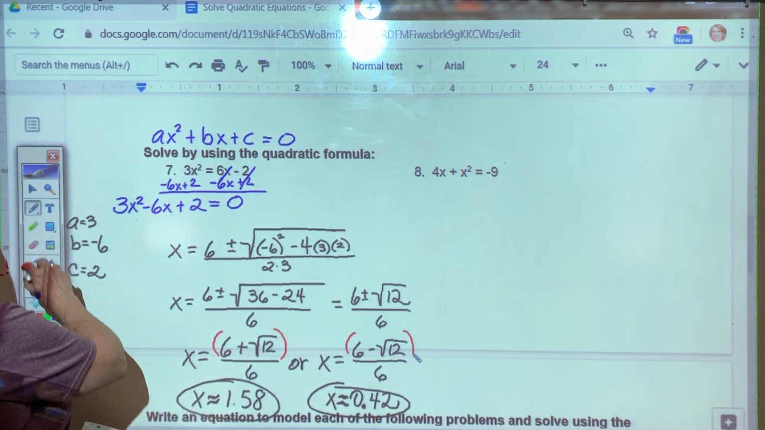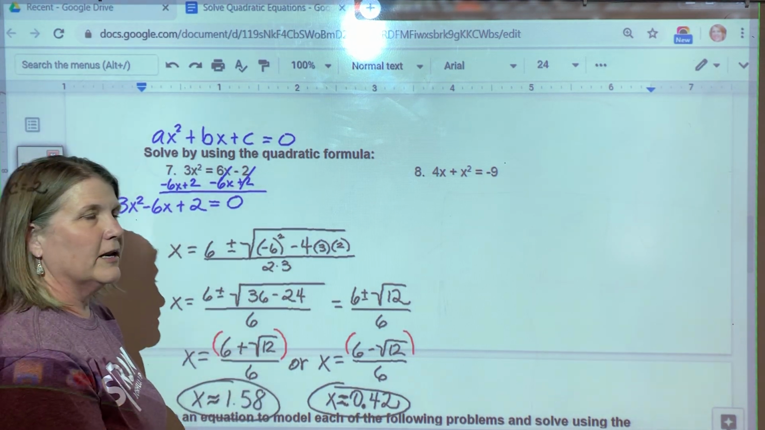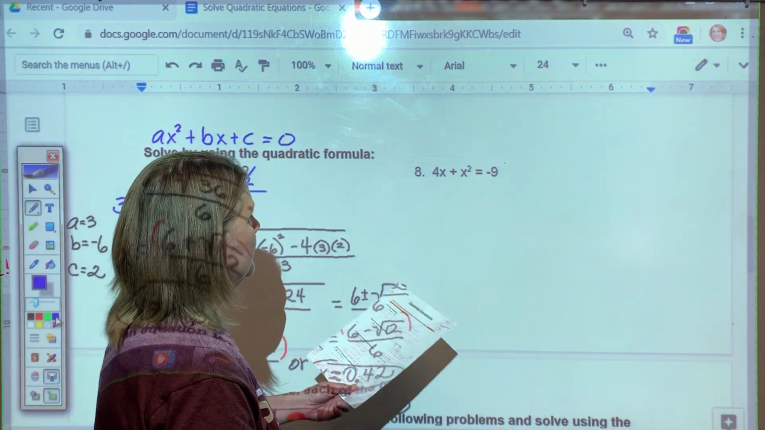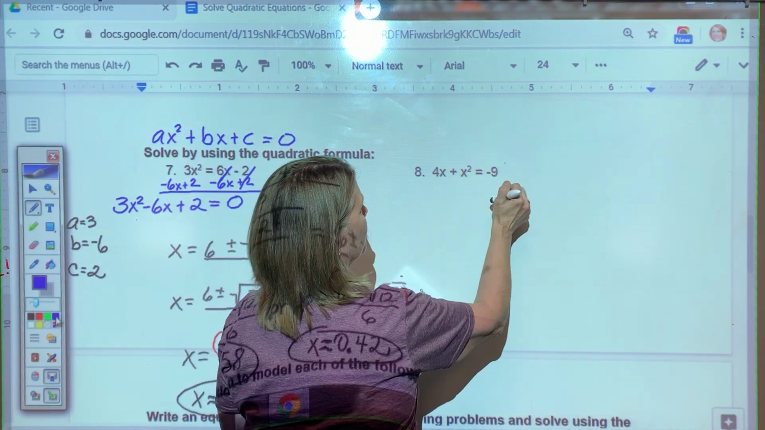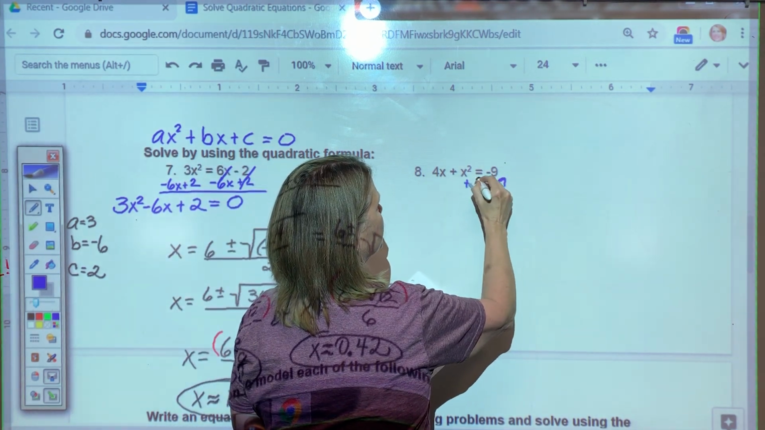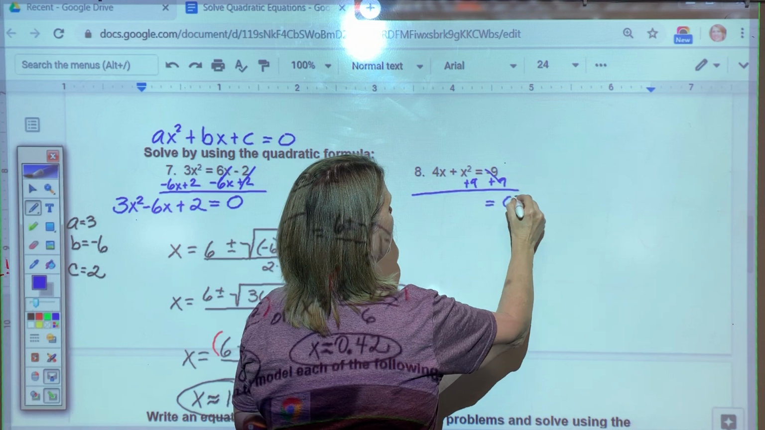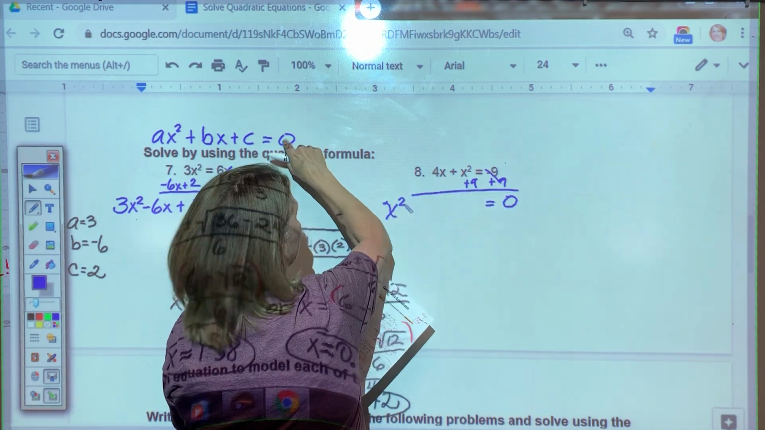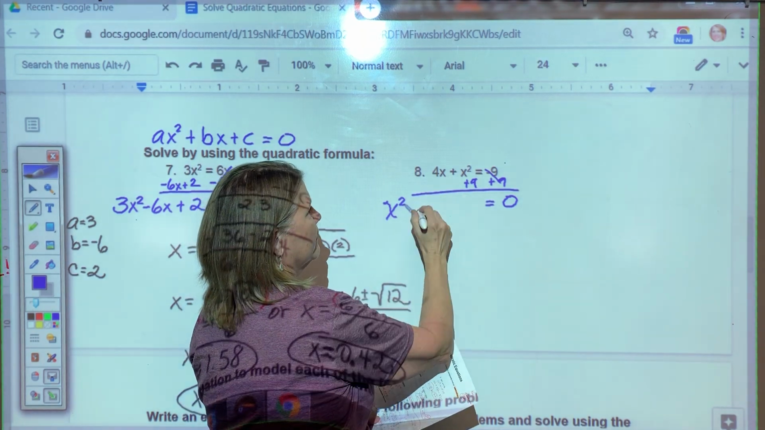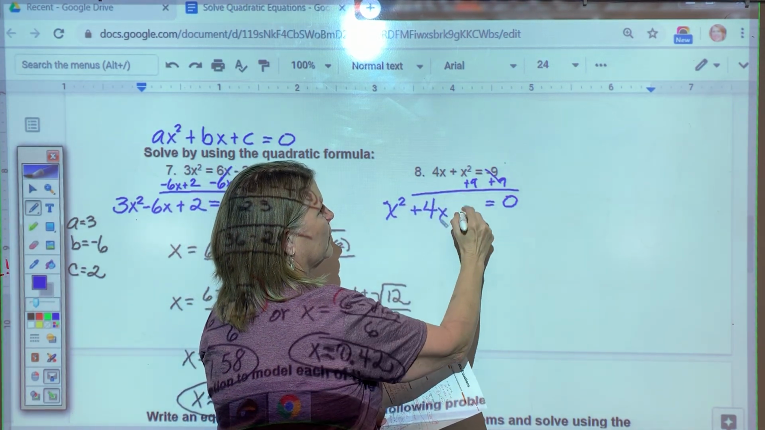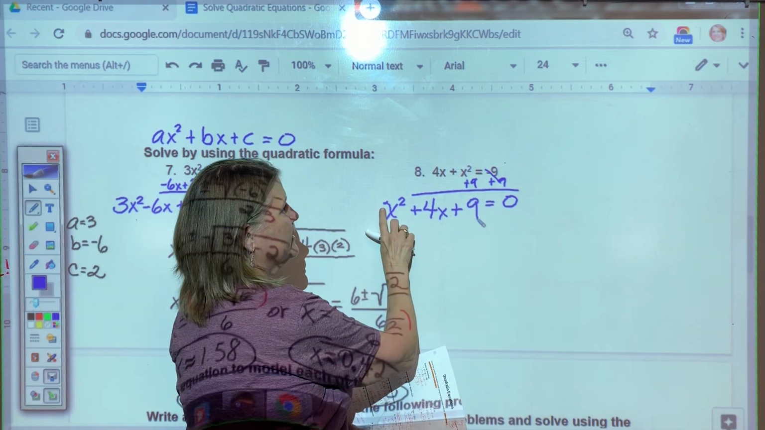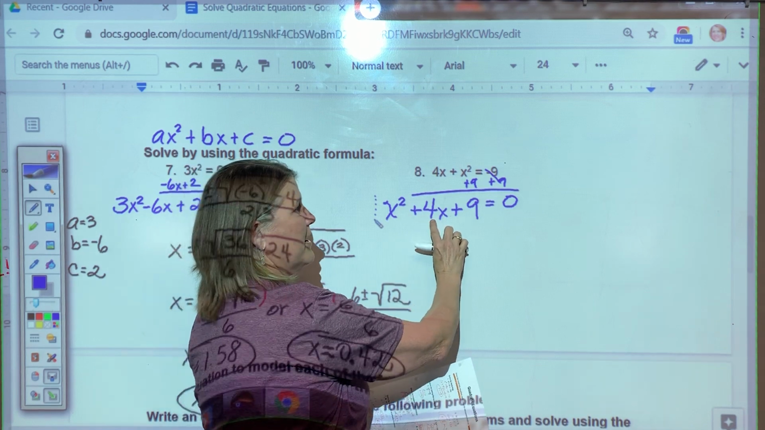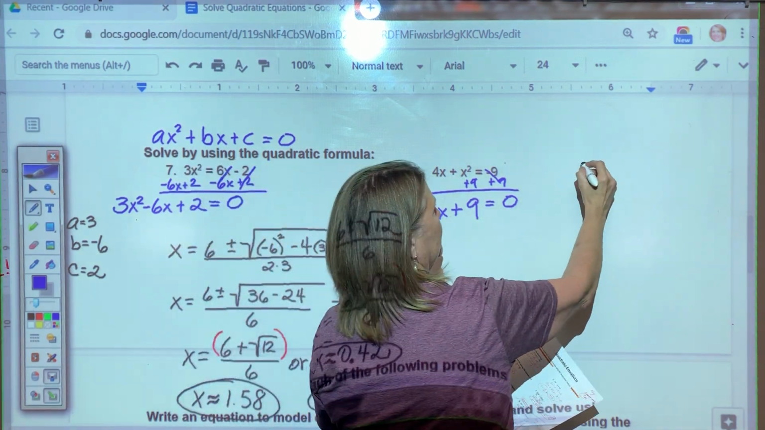Okay, number 8, let's move on. I'm probably going to cut the video after this and send it, then I'll come up with a separate video for the backside. Once again, we need to get it equal to 0, so if we add 9 to both sides, we'll have 0 here. Let's rearrange these things so it's in standard form. Our x squares come first, then our x's, and then our plain integers. That means my a value is this little ghost understood 1, my b value is 4, and c is 9. I'm going to go ahead and write that down.